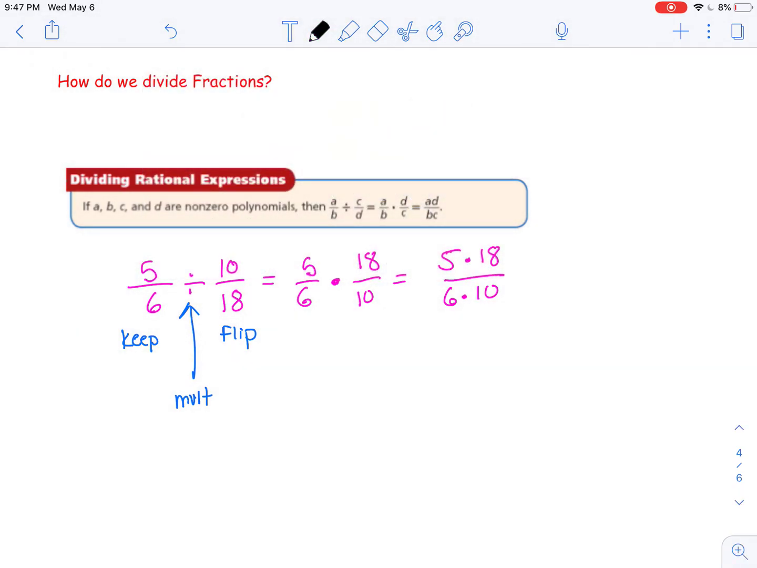Let's go through and see what we can cancel. The 5 will cancel with the 10 and leave a 2 on the bottom. The 6 will cancel with the 18 and leave a 3 on top. So we end up with a final answer of 3 over 2.